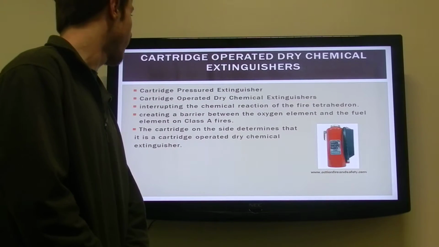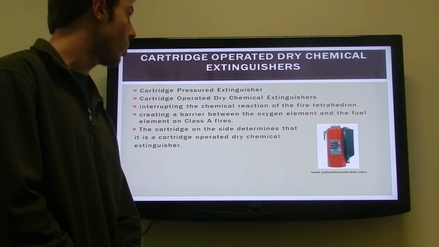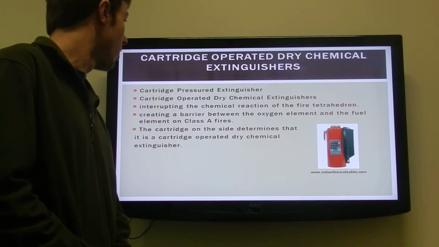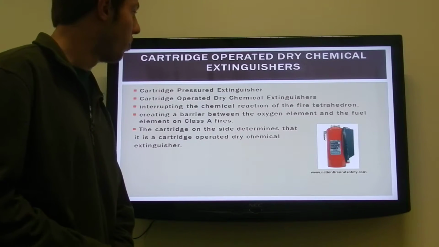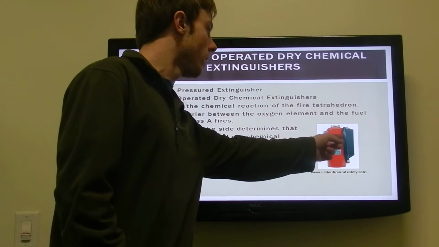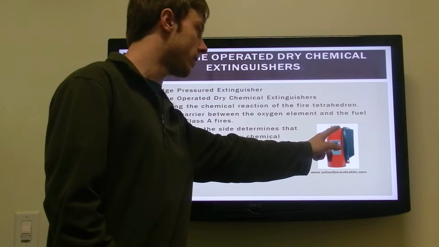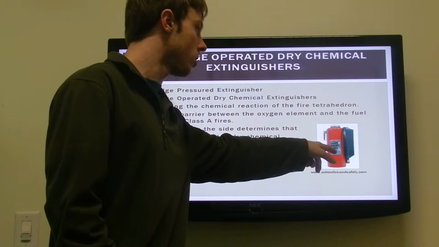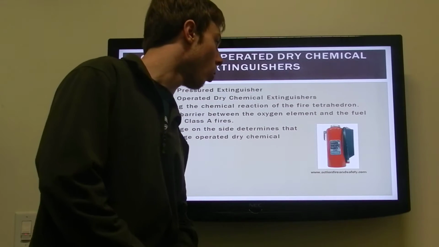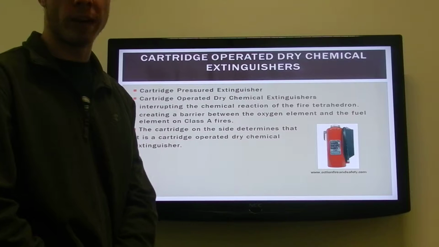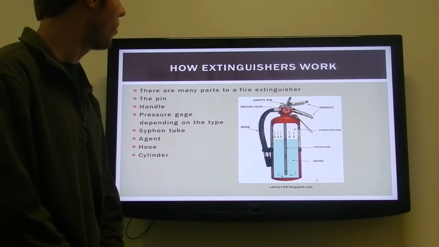Okay, and lastly we have the cartridge pressure extinguisher. It interrupts the chemical reaction from the fire tetrahedron, creating a barrier for the oxygen and fuel. Basically, as I said before, it has this small cartridge here that has the gas. It's pierced, and then the gas goes into the cylinder, fully charging the whole device and making it ready to use at that time.